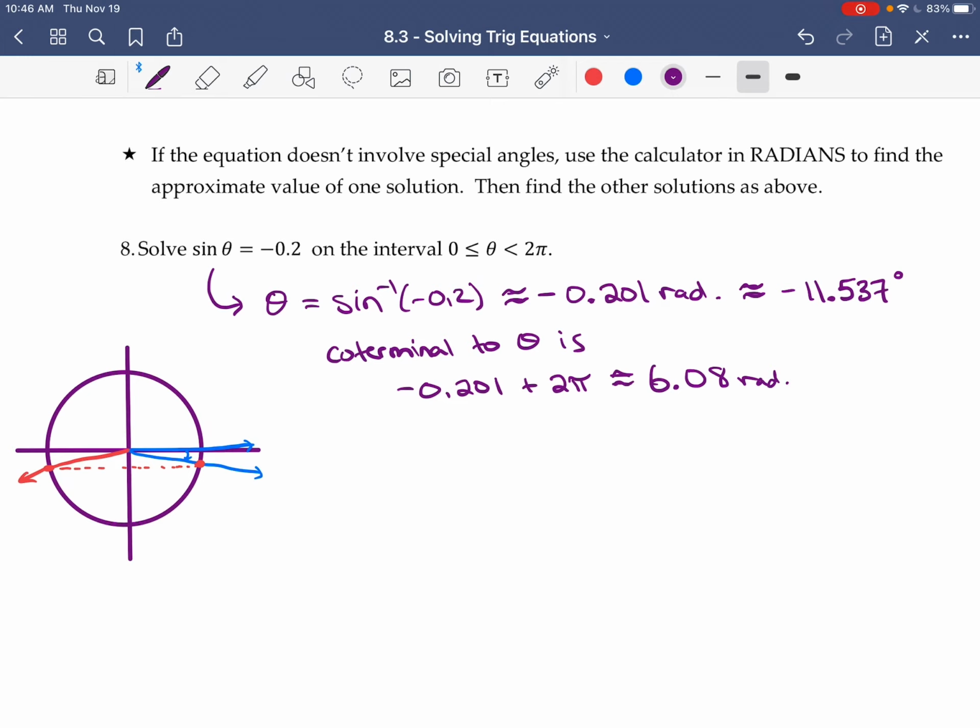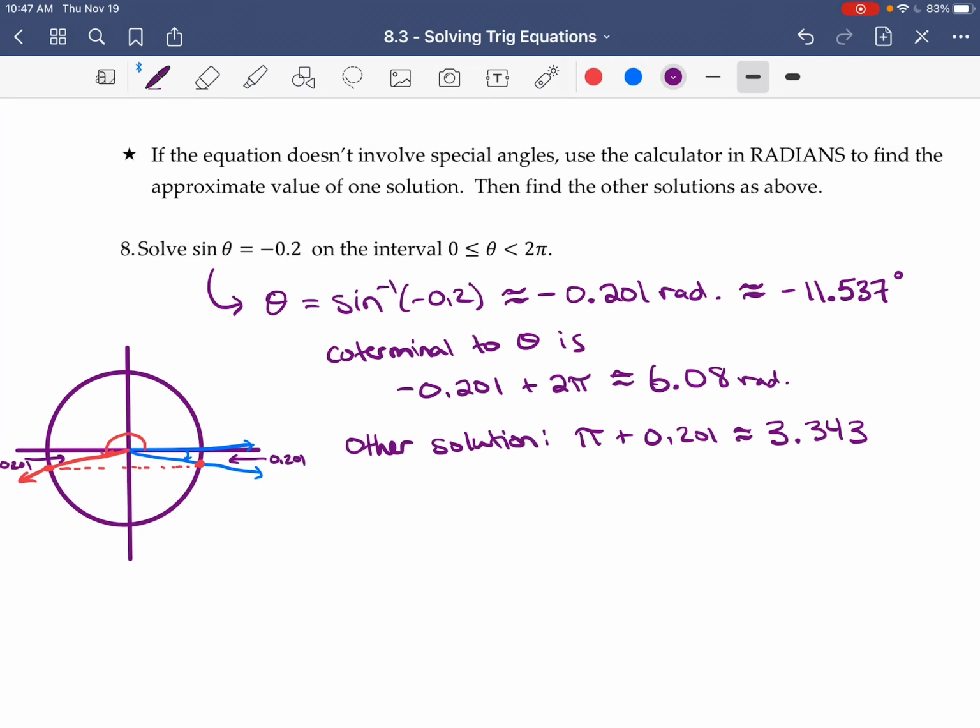Okay, now the other one, so this is our 0.201 radians. So this angle here is also the reference angle, 0.201. So going from here to here is going to be pi plus 0.201. The other solution is pi plus 0.201, which is 3.343 approximately.